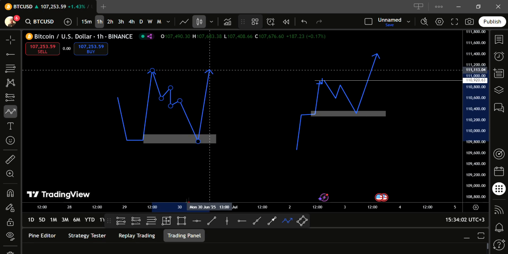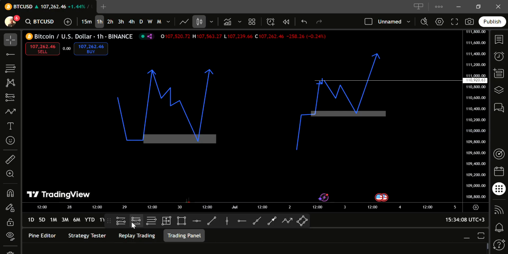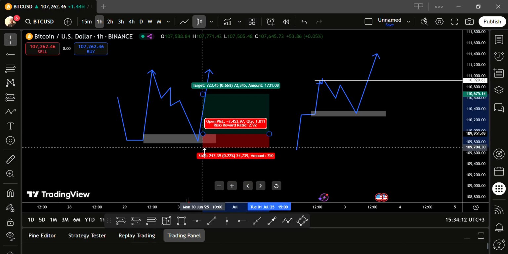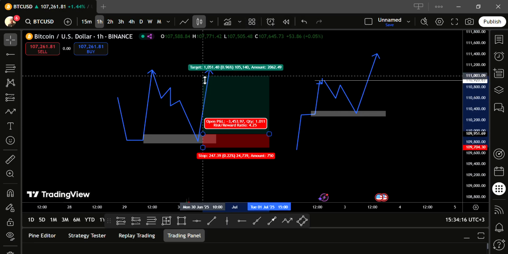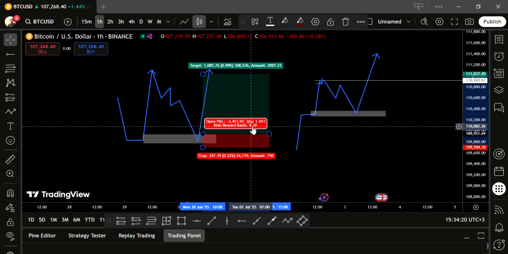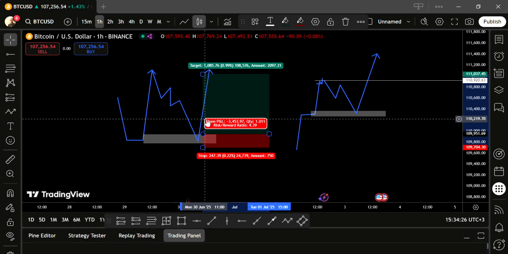The first target is always the previous high before price can proceed. So your trade will look like this. Put your stop losses slightly below and then target the high. This is the 1:4. You're targeting the previous high, 1:4.